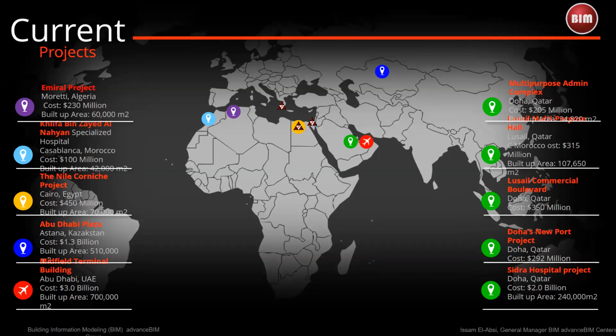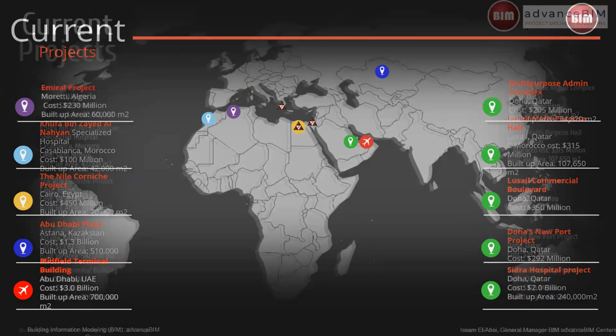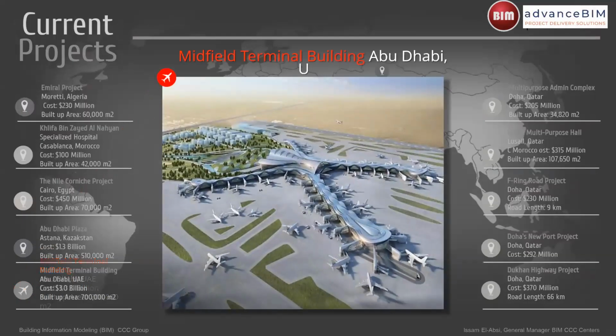And we have effectively managed to deliver BIM in our projects to serve the construction operations, to serve our clients, and to play a great and significant role in reducing the cost and enhancing the quality of the final product. This is our most impressive and most iconic implementation we have done ever. This is the Midfield terminal building in Abu Dhabi, and this will be our second use case. I will come to talk about it later.